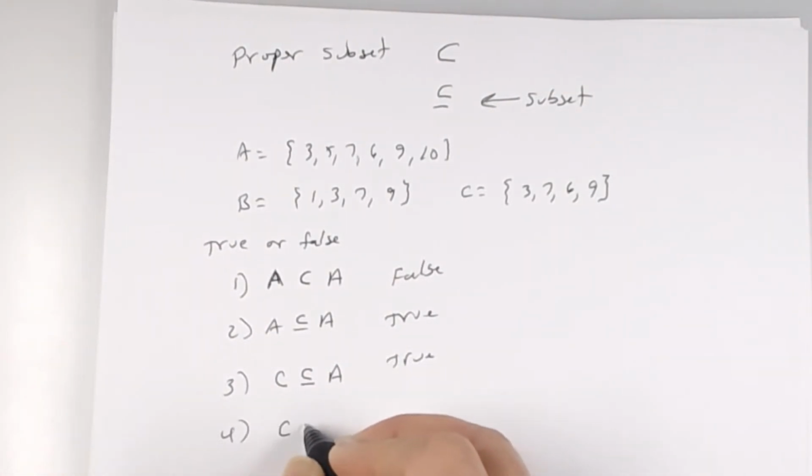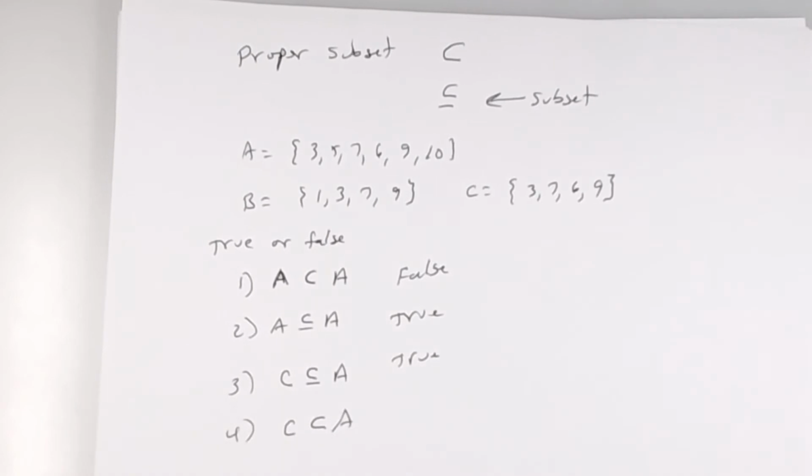Number 4. Is C a proper subset of A? Yes. C is a proper subset of A. So if C is a subset of A, it's also a proper subset of A. You understand? Okay. So you see it can be both, right? It can be a subset, it can also be a proper subset.